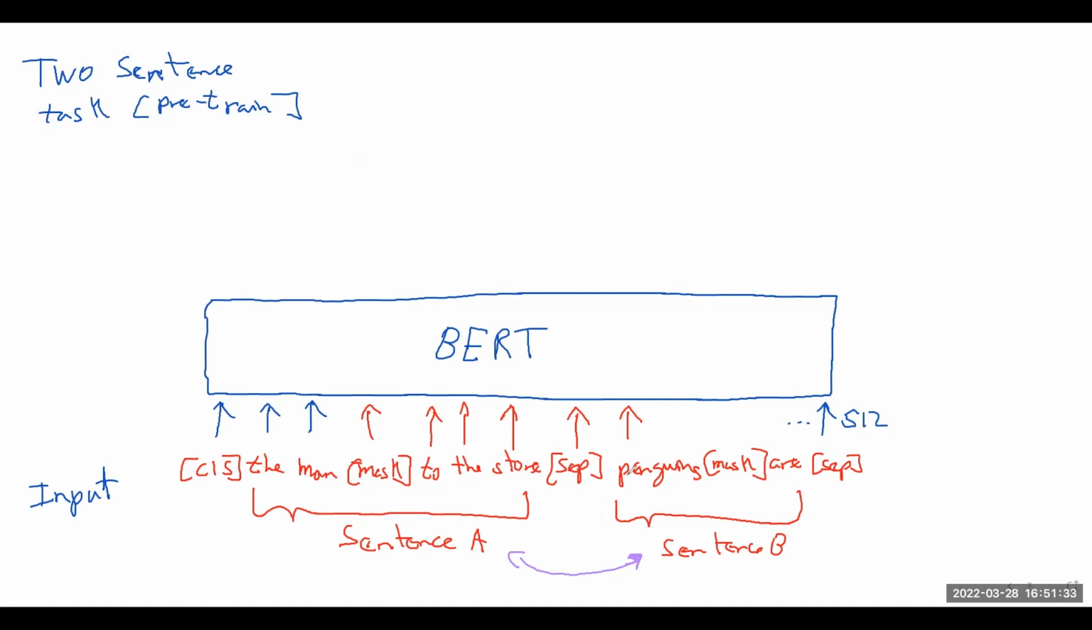But notice this is unsupervised because this is in text already. So now, what is the objective of the transformer in the two-sentence task for pre-training? We're going to go back to the architecture as we know it.